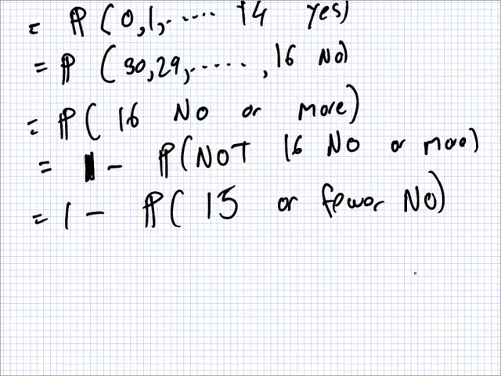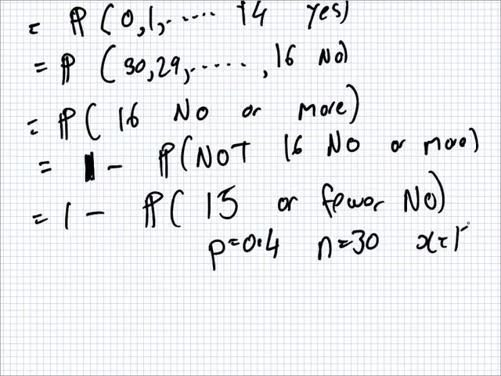And what's the probability of a no, though? 0.4. N is 30 and X is 15. So, am I still 30 in total? Yeah, so 30 in total. And we have a 0.4 and a 15.